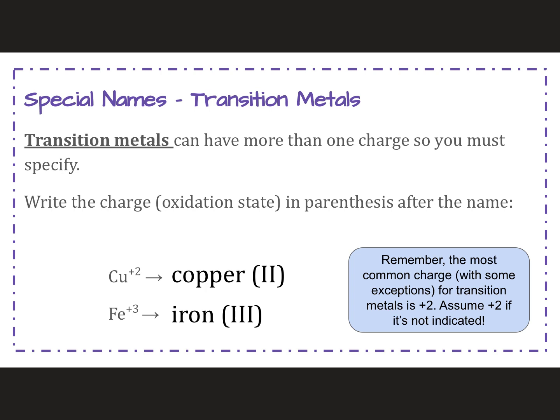Remember, the most common charge, with a couple of exceptions, for transition metals is +2. You should assume that it's +2 if not indicated. There are a couple of exceptions. The two big ones are going to be silver, which is generally +1. And then you have zinc and cadmium, which are almost always +2. So those three elements do not get Roman numerals. So it's important that you know those three elements.